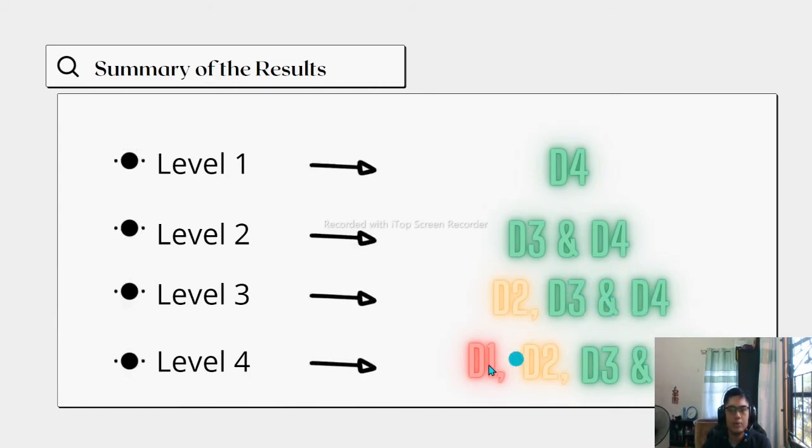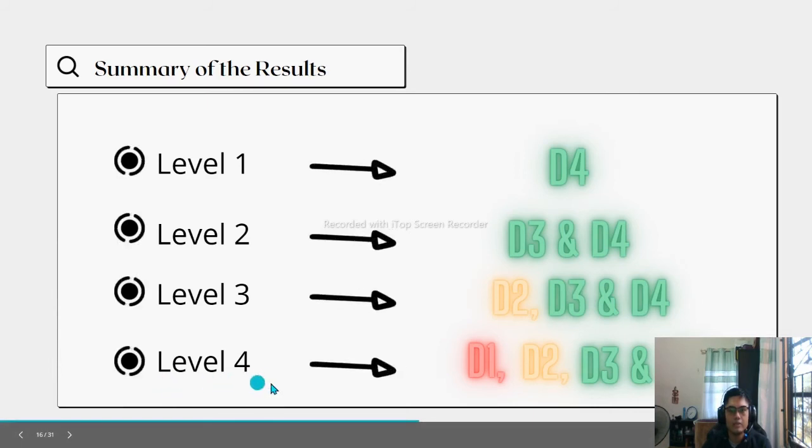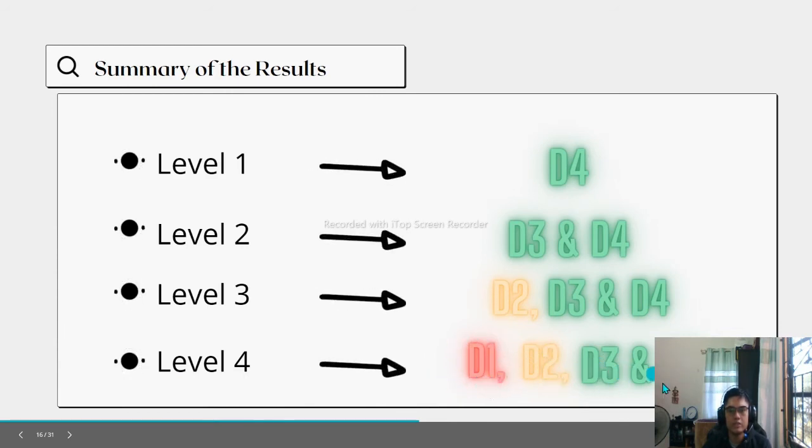When the water level has reached level 4, all the LEDs are lit up, which are D1, D2, D3 and D4 here, where D2 is the yellow one, D1 is the red one, and D3 and D4 are the green ones.